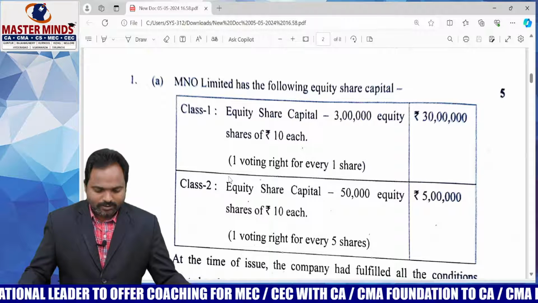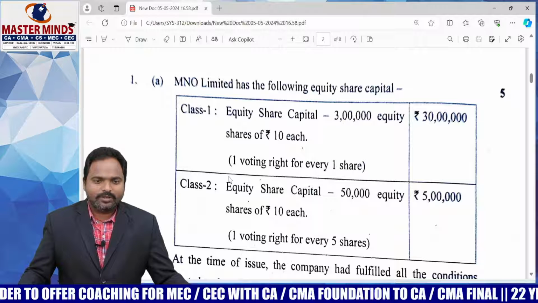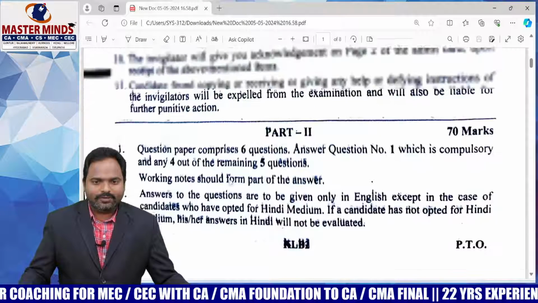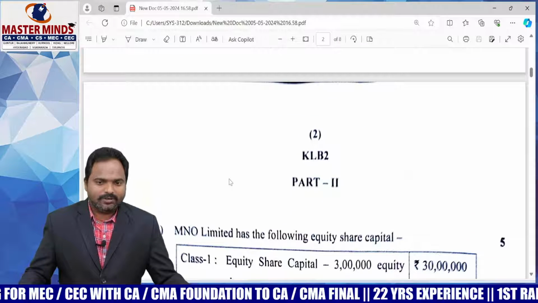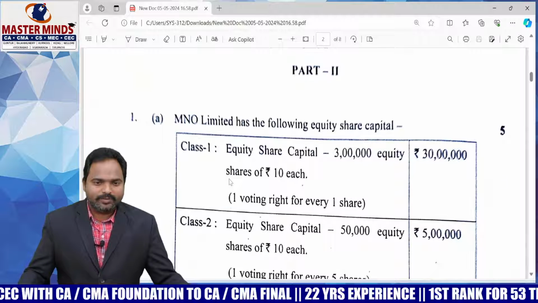Question number 1A, let us go through once more. MNO Limited has the following equity share capital. You know very well, part A is for 30 marks, part B is for 70 marks. Part A question paper is not available for us, so we are going to discuss only part B for 70 marks.